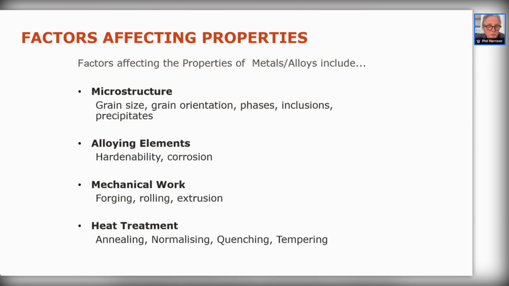Annealing, like I say, recovers properties. What it does is, you get things which are too hard, and if you carry on working them, you can break them. By annealing, you recover the properties, take them down soft again. Then we have normalizing, quenching, and tempering, which are in the main for steels.